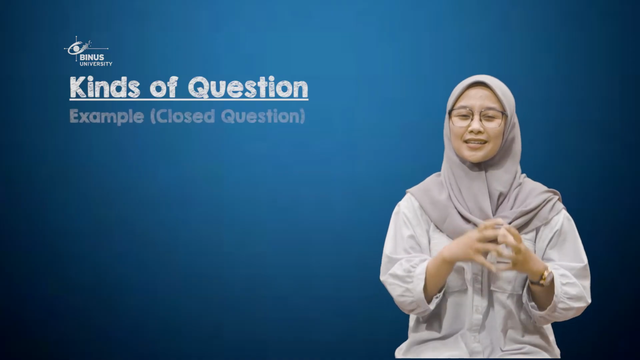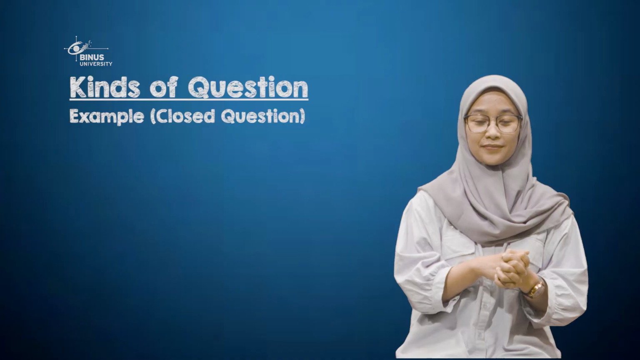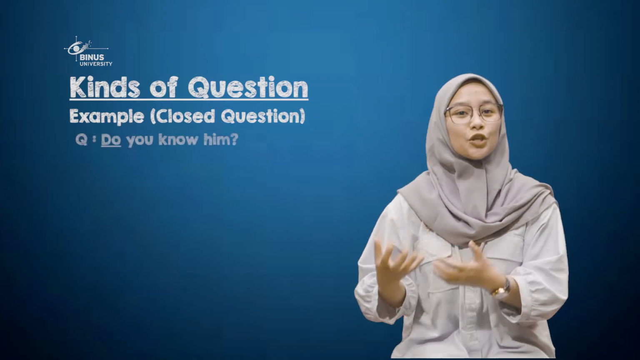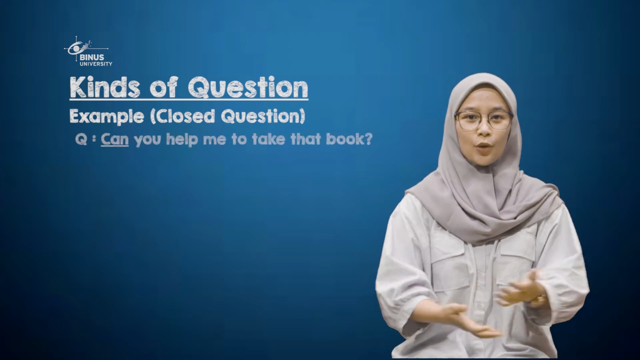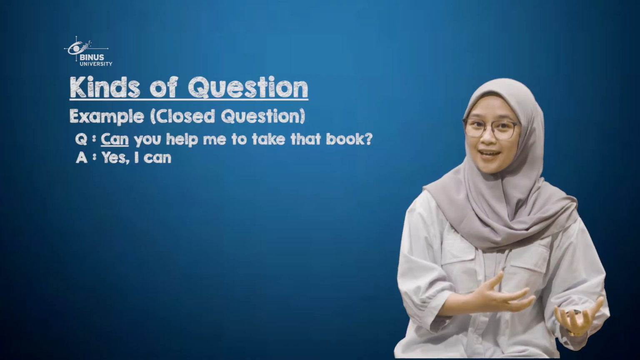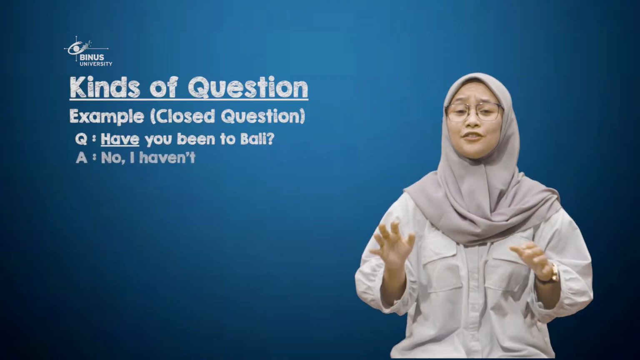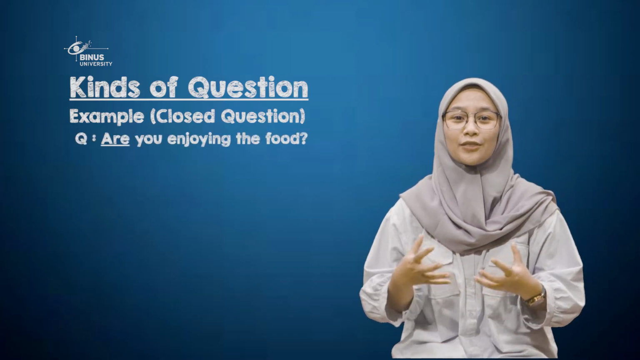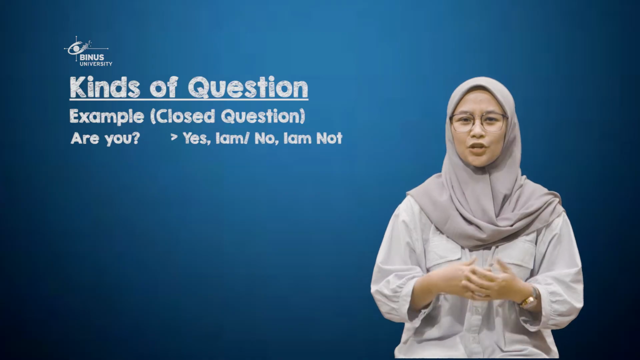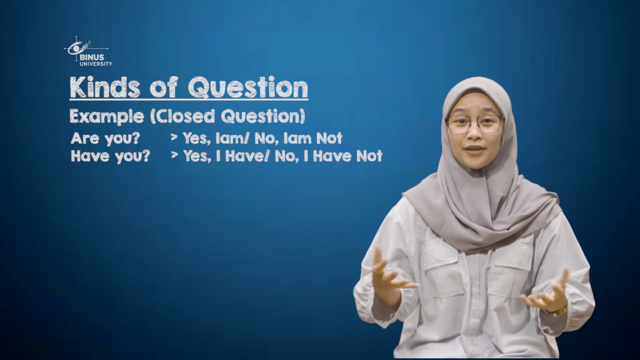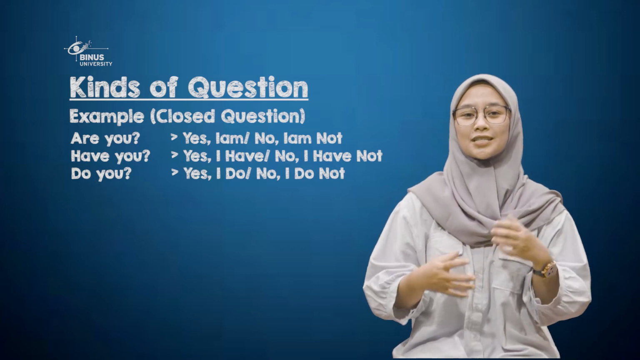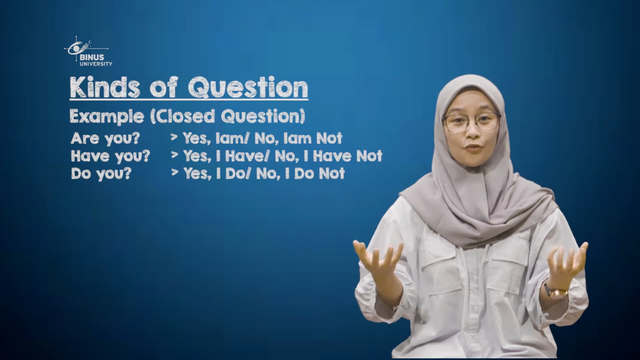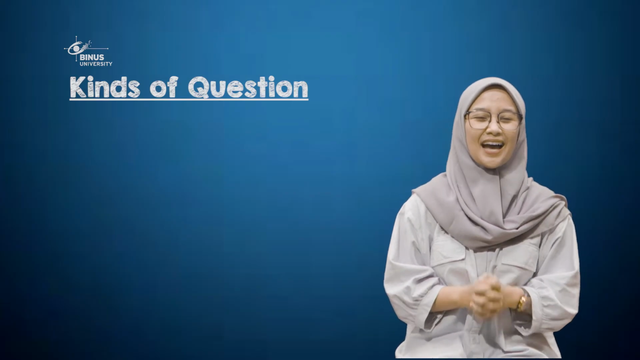Take a look at the examples to help you understand closed and open questions. The first one is a closed question. Do you know about him, or do you know him? The answer will be, yes, I do. Can you help me to take that book? Yes, I can. Have you been to Bali? No, I haven't. Are you enjoying the food? Yes, I am. Are you? No, I'm not. Have you? Yes, I have. No, I haven't. Do you? Yes, I do. No, I don't. So those are the closed questions. You just need to say yes for agree and no for disagree. Understand? I'm sure you understand it.